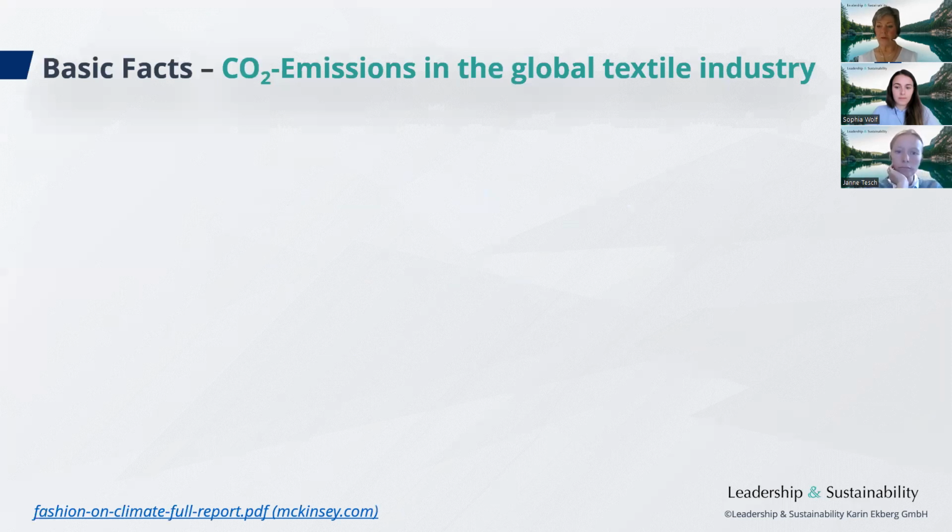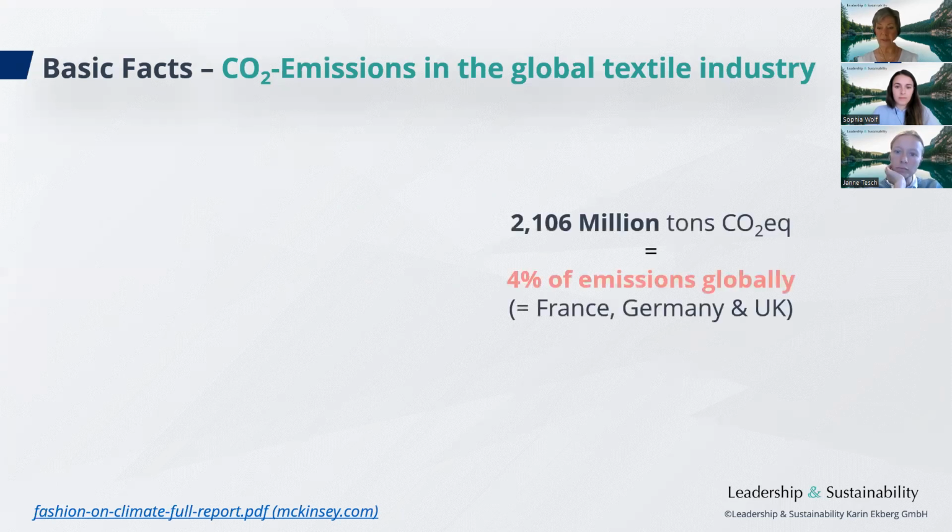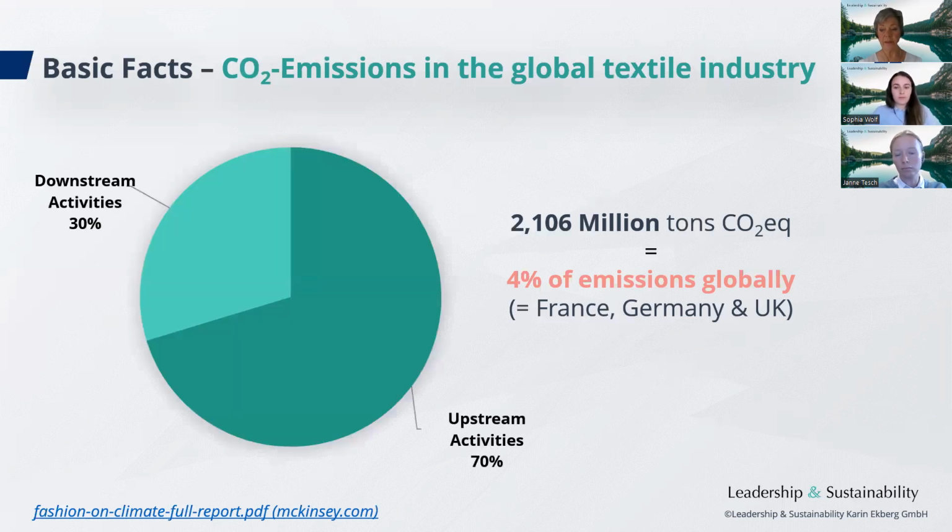Now we'll talk about the overall impact of the textile sector on global greenhouse gas emissions. According to a McKinsey study, the emissions from the textile sector contribute to 4% of global emissions. These emissions are as high as countrywide emissions of France, Germany, and UK. This number is an estimation, so the actual contribution might even be higher. And another important aspect is that 70% of all textile sector emissions are caused by upstream activities, thus in the manufacturing phase of the products.